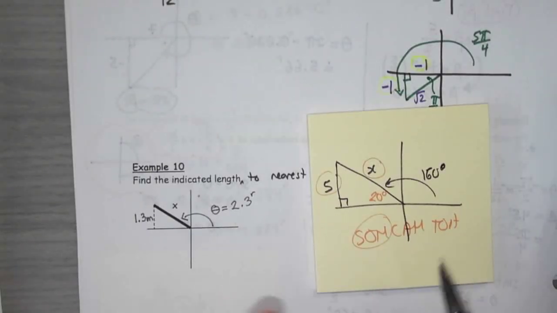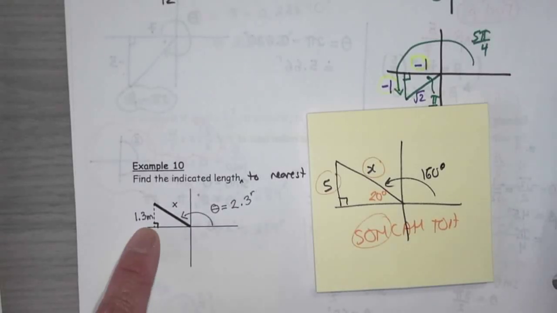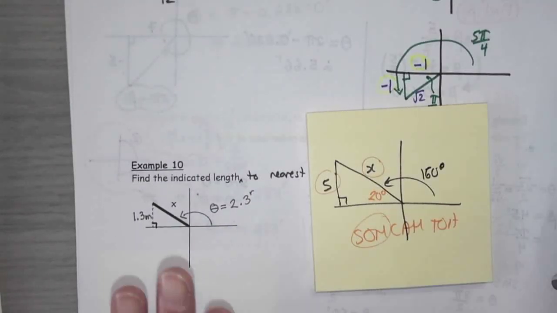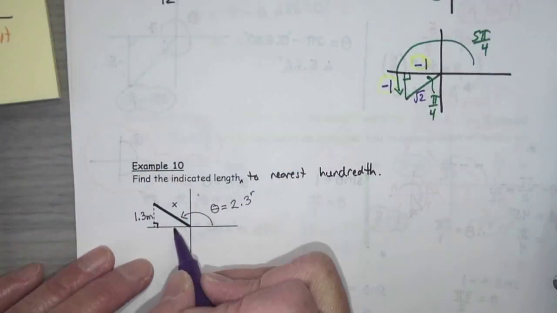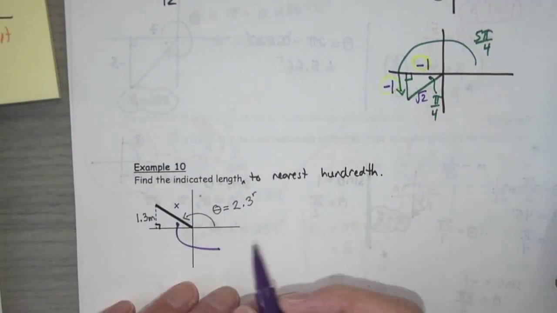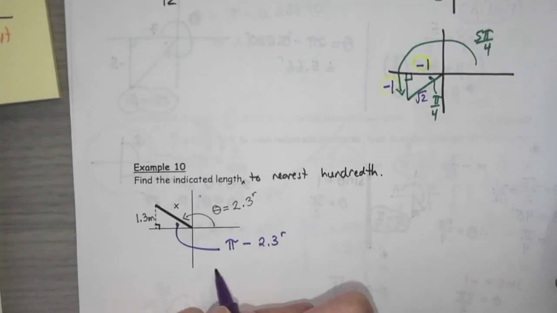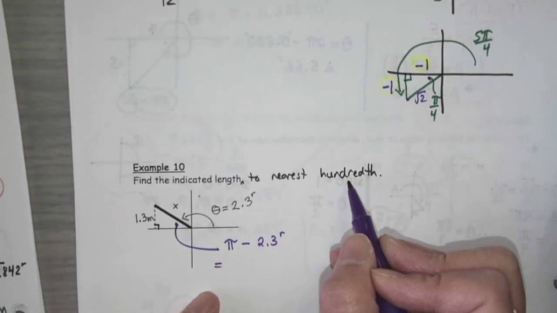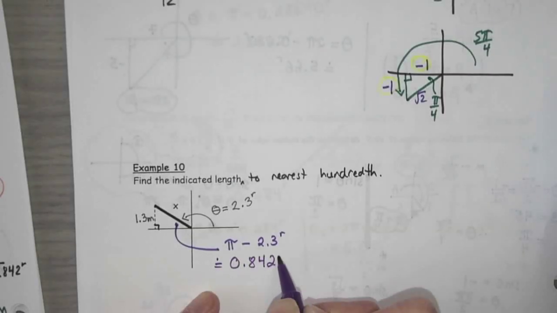So picture it in degrees and go, well, my first instinct would be to find the missing angle. I know that this is 90 degrees. I should have put the 90 degrees on the question, that's my fault. And then you go, okay, then I'm just using SOHCAHTOA. So same idea: picture degrees and find the missing one. That'd be my first step. This angle here is going to be pi minus 2.3 radians. I kept 3 decimal places because I wanted nearest hundredth. So that's approximately 0.842 radians.